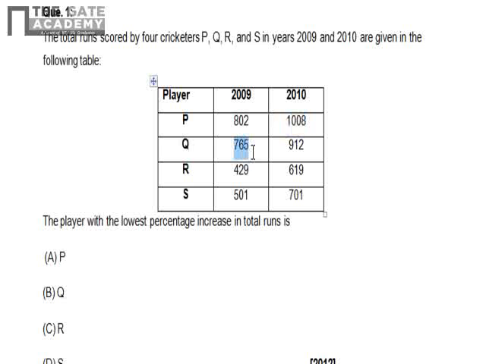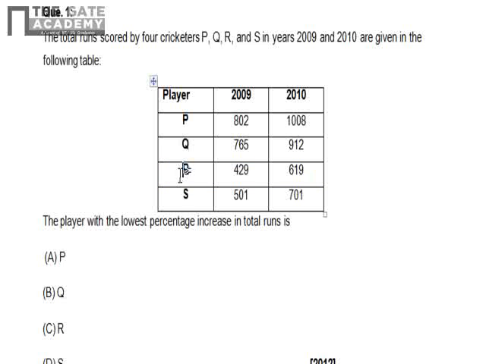Now if you look at this 765, you can assume it to be 750, and it is 912. That means 900. Okay, you can approximate it. So 750 got increased by 150. That is 20% only. So it is 25%. It is 20%. 429 got to 619. It is nearly 45 to 50%. 501 to 701. That means nearly 40%. So by approximation also you can get the answer.